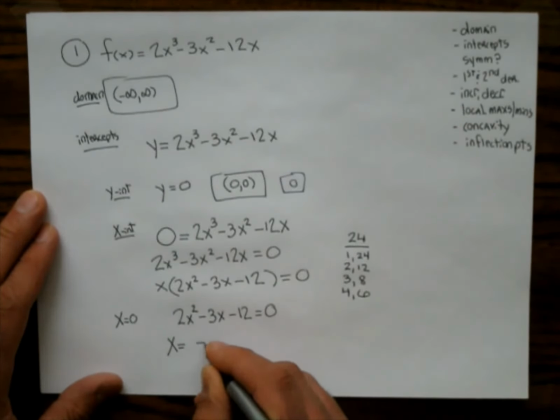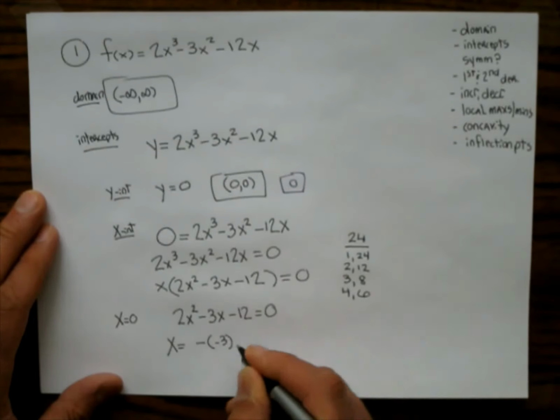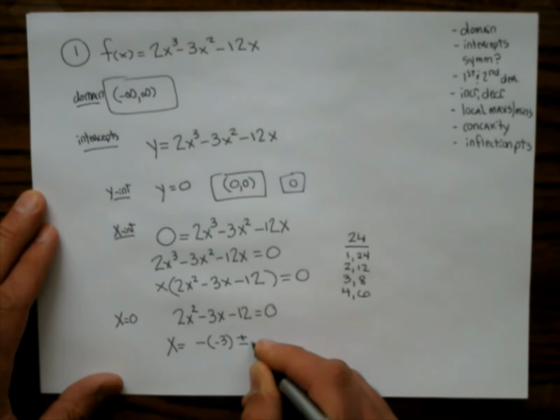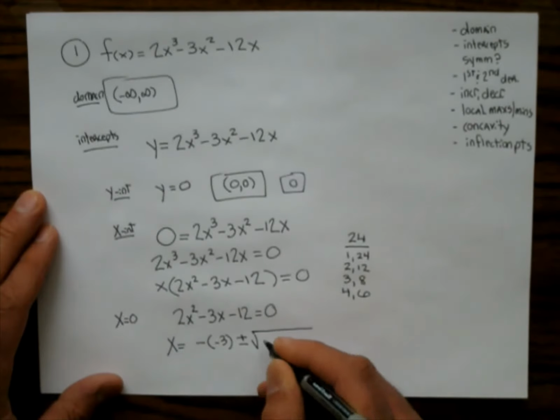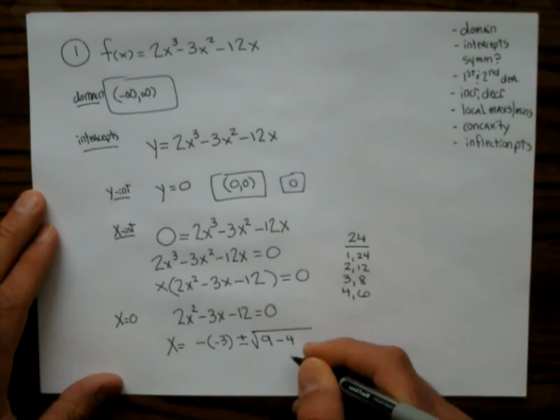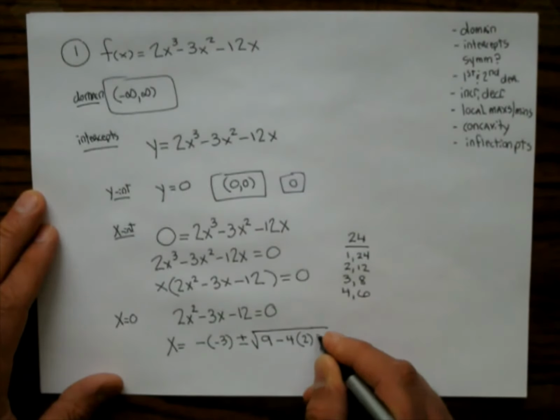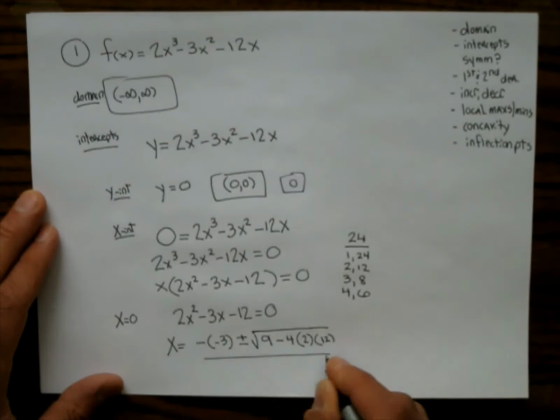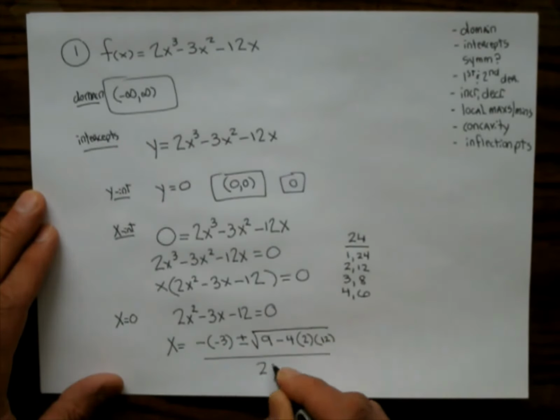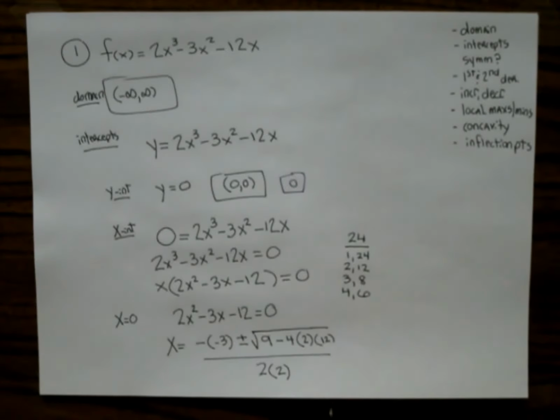So negative b plus or minus the square root of b squared minus 4 times a times c, and then this is all over 2 times a. Looks like I'm going to need another piece of paper here.